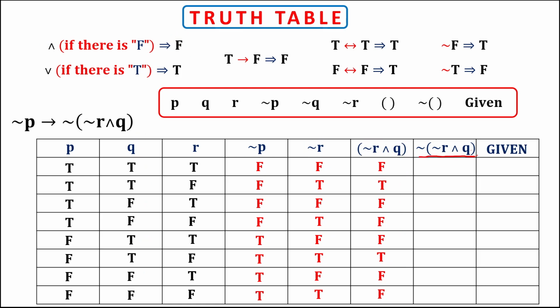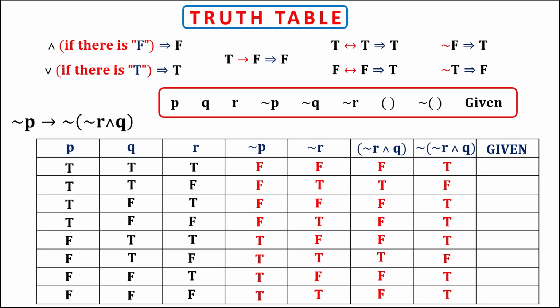Then for this column, we have now the negation of what is inside the parentheses, or the negation of not R and Q. So take note for negation, it is the opposite value. So not false, this one is true, not true, this one is false, not false, this one is true, this is true, not false, that's true, not true, that's false. Then not false, this one is true, and not false, this one is true. So these are now the values for this column.